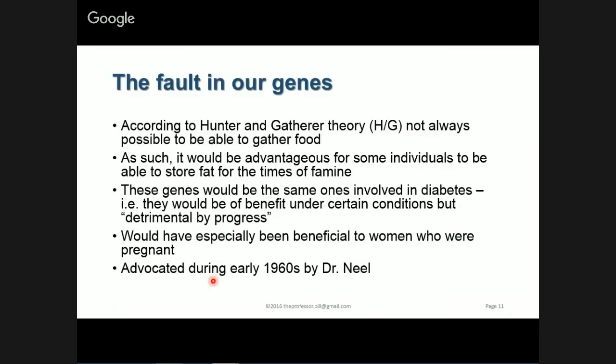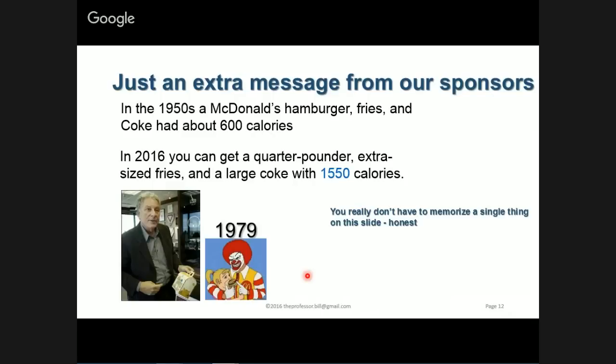And this was sort of the hypothesis that was advocated during the 1960s, that it's really a fault in our genes and the fault in our lifestyle, by Dr. Neel, and the conversion of an active Paleolithic diet into a sedentary modern processed diet that has led to this sort of epidemic of being overweight, etc.